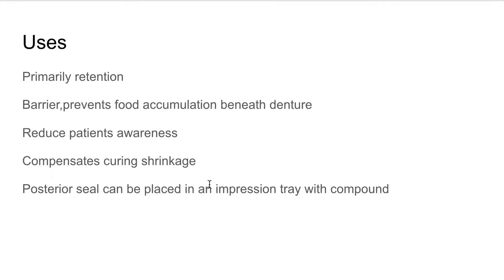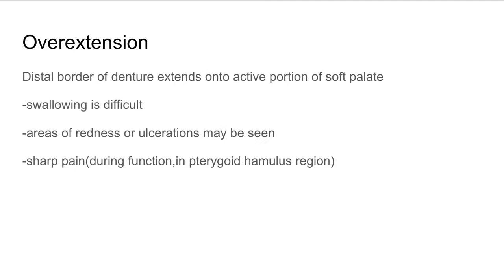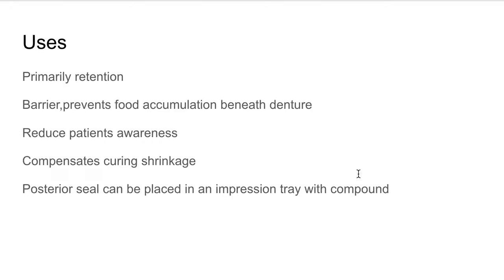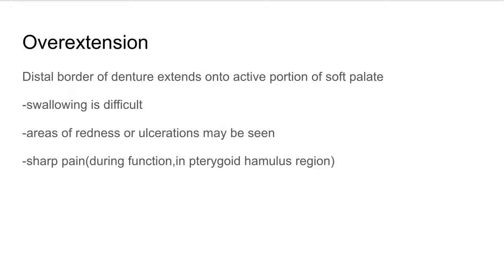Coming to the uses of the PPS: primarily retention of the denture. It also acts as a barrier, preventing food accumulation beneath the denture by providing an intimate contact with the tissues. It reduces patient awareness, compensates for curing shrinkage, and the posterior palatal seal can be placed in an impression tray with compound to prevent a gag reflex.